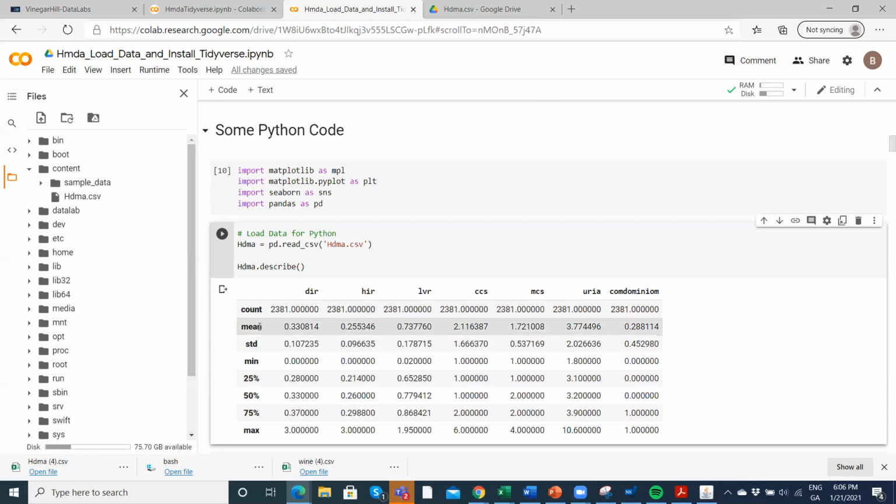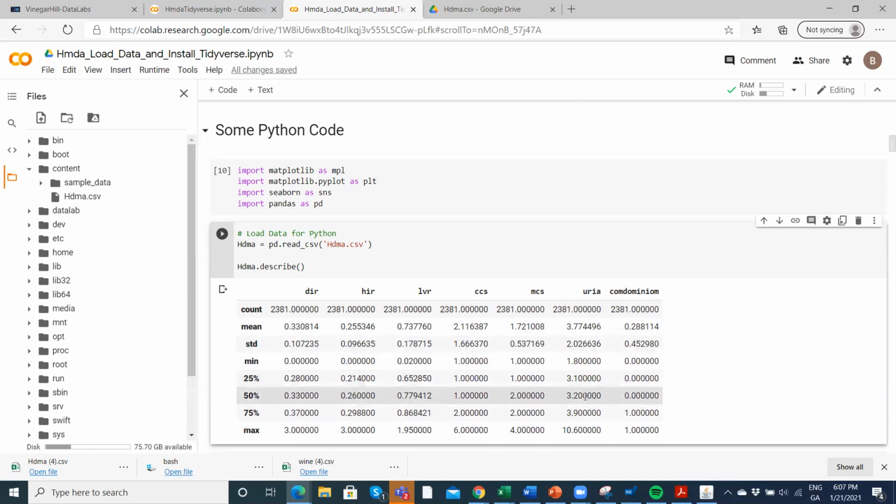And we have the mean of DIR, the mean of HIR, LVR, CSS, the standard deviation, the minimum, the maximum. And it's interesting, we can see LVR, the maximum is close to 2. The consumer credit, the maximum is 6. So I said 1 to 6. For the mortgage credit score, it's 1 to 4. 1 being the best, 4 being the worst, 1 being the best for credit scores, 6 being the worst.